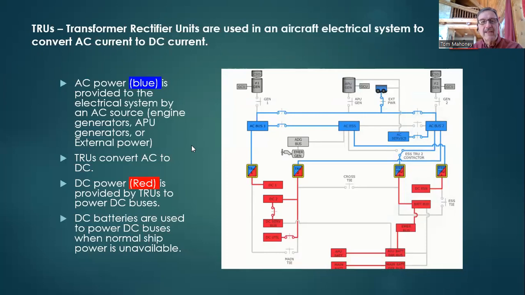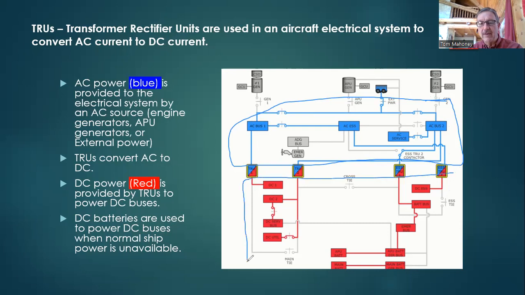Let's talk a bit about TRUs. This is called a transformer rectifier unit. They are used in an electrical aircraft system to convert AC to DC current, alternating current to direct current. So in this drawing here, blue up here is AC current. Now this shows you a typical electrical system on the CRJ 700. So blue up here is AC current. Then we have DC current down in this area, okay, in the red.